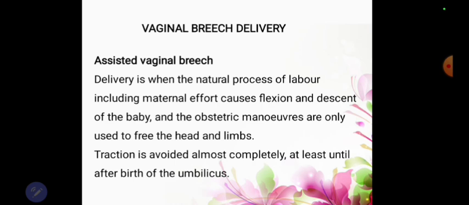Assisted vaginal breech delivery is when the natural process of labor, including maternal effort, causes flexion and descent of the baby. The mechanism of labor that occurs in cephalic presentation is similar to that in breech. The obstetric maneuvers are used only to free the head and limbs. Traction is avoided almost completely, at least until the birth of the umbilicus. Wait and see until the delivery of the umbilicus. Even then, the maneuvers are used to deliver the head and limbs only.